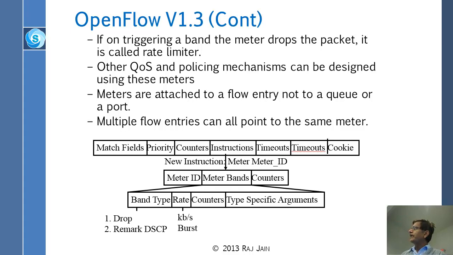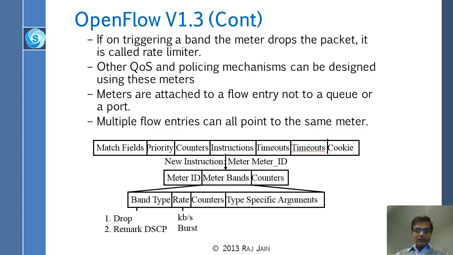Meters are attached to a flow entry, not to a queue or a port. So that's important to understand. Each flow has a limit, not a port or a queue. And multiple flow entries can all point to the same meter. So the way you get the queue or a port is possible by all the flows that are going to that queue can use the same meter. So they will increment the same meter and the meter will represent the whole total rate. Right? And then all the flows will be dropped or whatever will happen to that queue. So, but meters are attached to a flow entry.